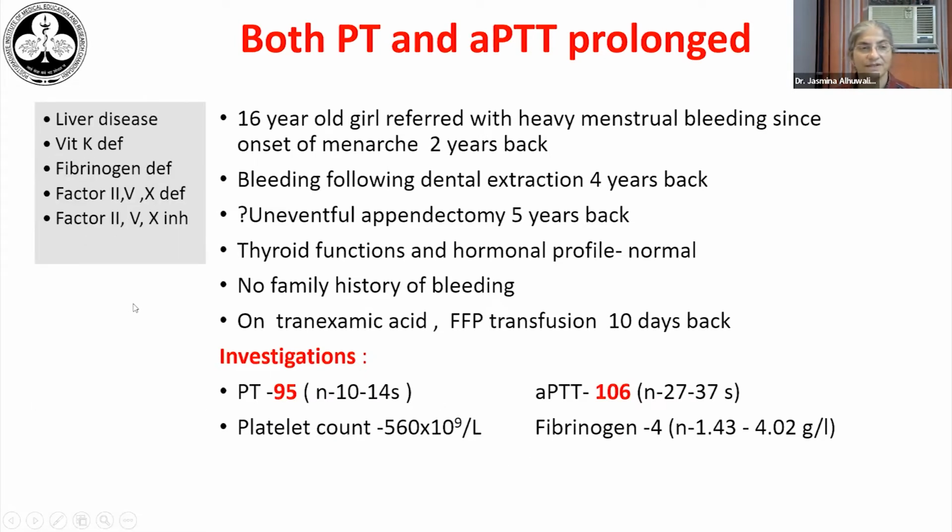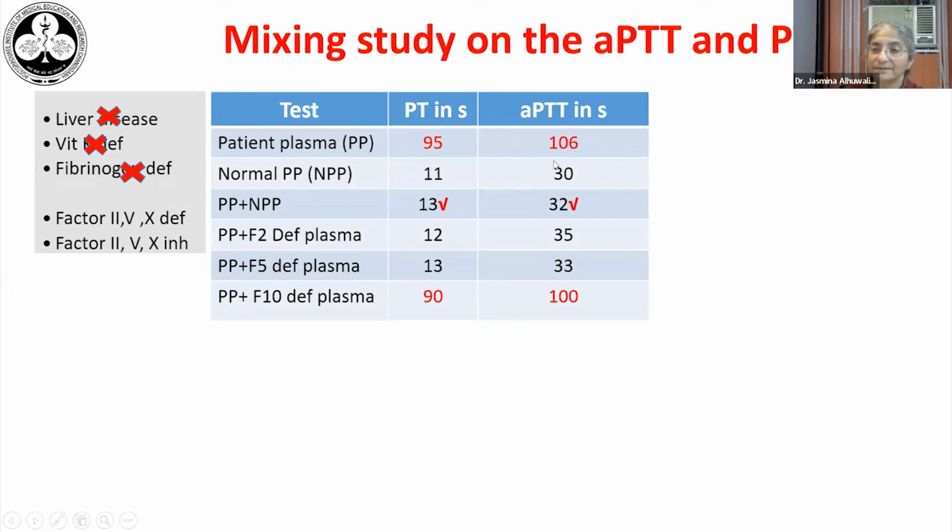So now these are the possibilities we know that we have when we have PT and APTT prolongation. Liver disease was out, vitamin K deficiency was out, fibrinogen deficiency was out. So now we have to look at these possibilities, a defect in the common pathway. So in her, we did a mixing study on both the PT and APTT, and it showed correction with normal plasma. Both tests were corrected.